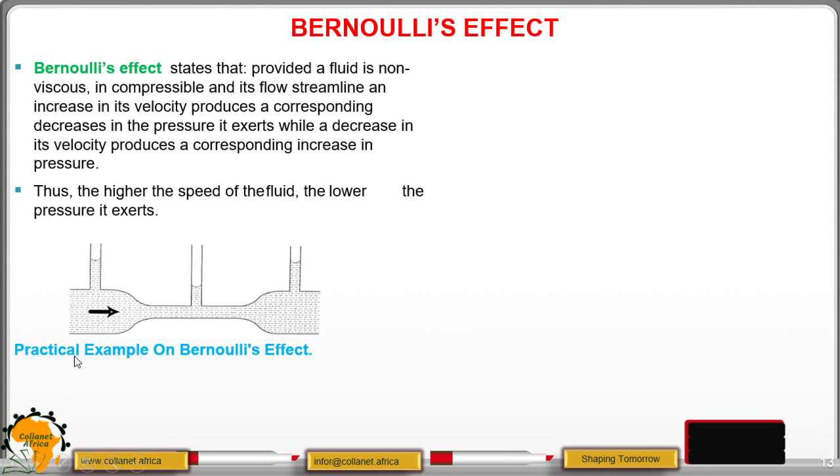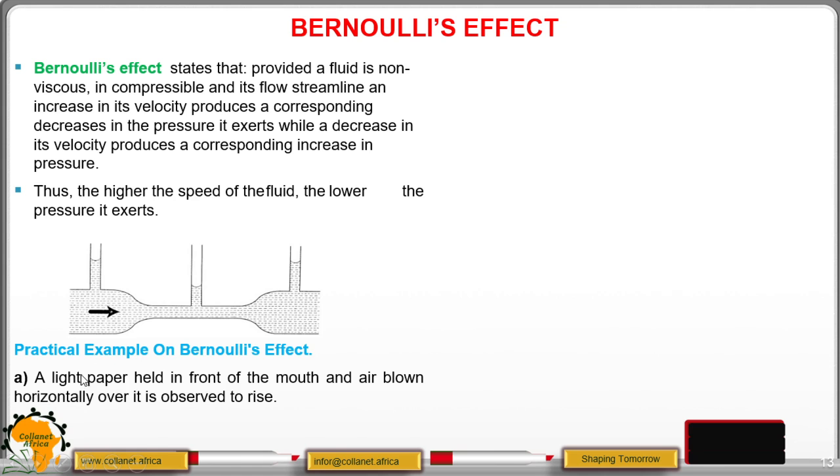Then let's look at practical examples on Bernoulli's effect. The first one is a light paper held in front of the mouth, and air is blown horizontally over it, it will rise up. So if you blow air over this paper, it will rise up.